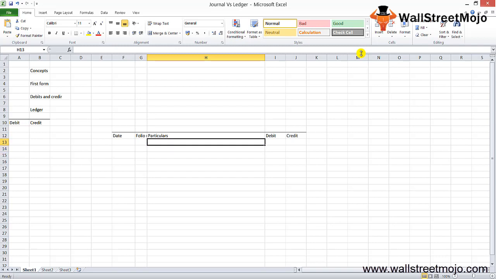There will be two sides to the transaction, let's say cash account debit to, let's say, asset account. You have sold an asset, so let's say you have sold it for $1 lakh.